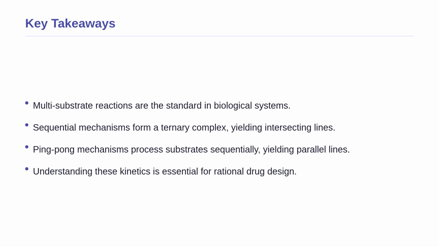We have covered a lot of ground today, so let us summarize the most important ideas. First, remember that multi-substrate reactions are the standard way enzymes operate in biological systems, not the exception. Second, we classify them into two main types: sequential mechanisms, where all substrates bind together to form a ternary complex, and ping-pong mechanisms, where the enzyme processes one substrate at a time. Finally, you can easily tell them apart in the laboratory. Sequential reactions produce intersecting lines, while ping-pong reactions produce parallel lines.